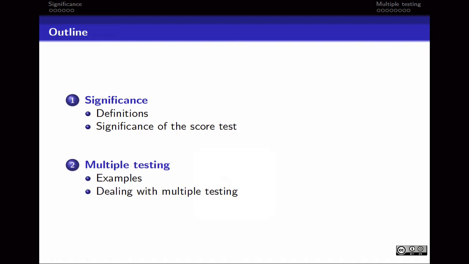And then we will start considering the problem of multiple testing, and I will show you a few examples, and we will figure out one of the ways to deal with the problem of multiple testing. So one of the important things which I want to tell during this presentation, the message I would like to convey, is the distinction between p-value and type 1 error.